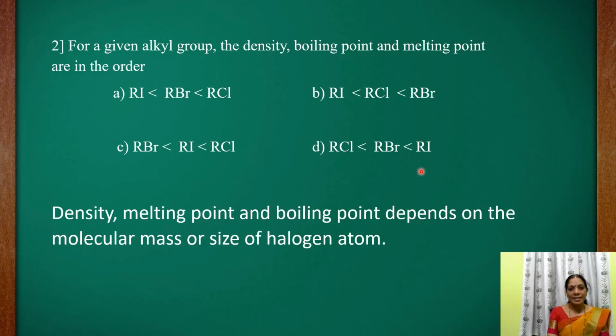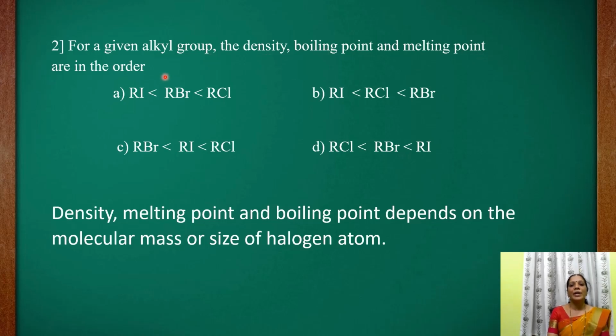Just see, what is the question they have given? For a given alkyl group, what is meant by given? Listen here students, in the options you can see all the alkyl groups as R, isn't it? They have used the symbol R. Now what does this R represent? Given alkyl group, nothing but R represents here an identical alkyl group. See, if this is a methyl iodide, this also should be the methyl bromide, and this also should be the methyl chloride. That means all the R groups should be identical. Understood?